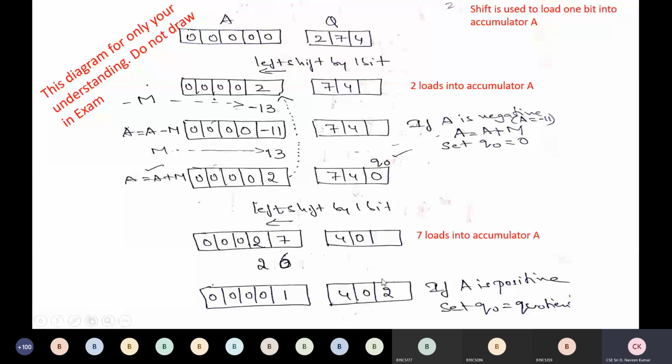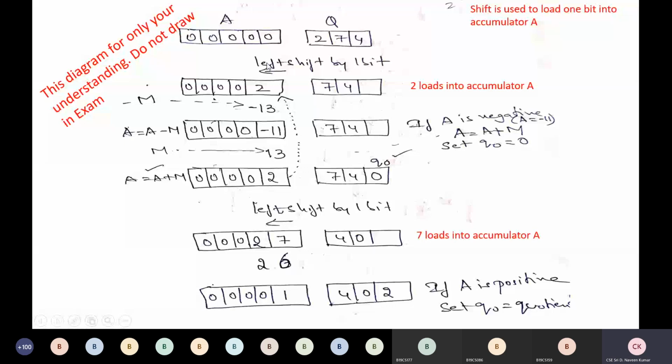So what operations are we doing? Basic operations. One simple summary is: first we are doing a left shift. Next, A is equal to A minus M. The content of A minus M, and we are storing it in A. What does it mean? A is equal to A minus M. We are taking the contents of A, this one, subtracting M, that is subtracting 13, and whatever result we get, that is minus 11, we are storing in A itself.